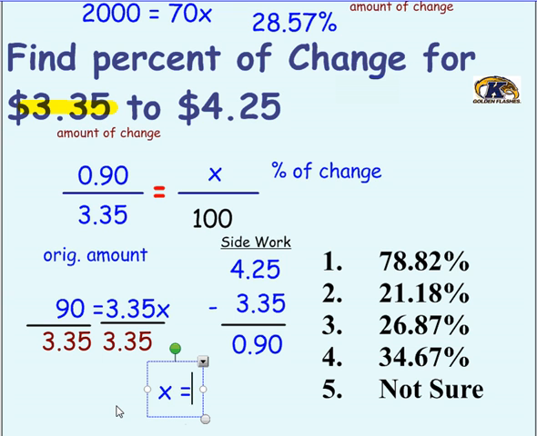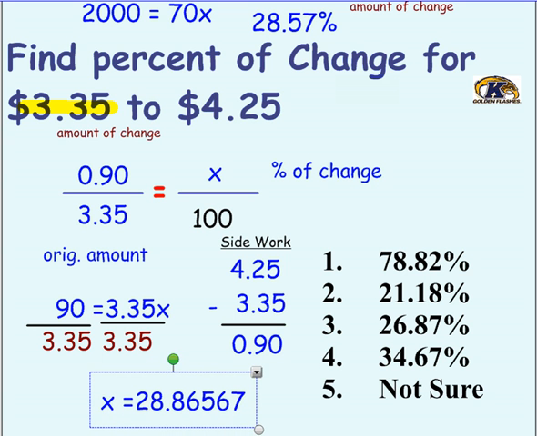So I check on my calculator, we get 90 divided by $3.35, and I get 28.86567, a whole bunch of other numbers. So what you'll realize is when I round this, that I get answer number 3. So subtraction, original amount, cross multiplication, then you get one of the answers.